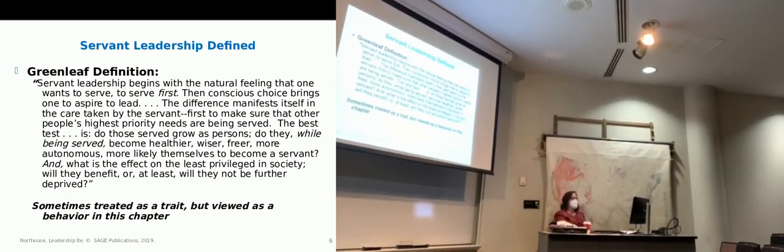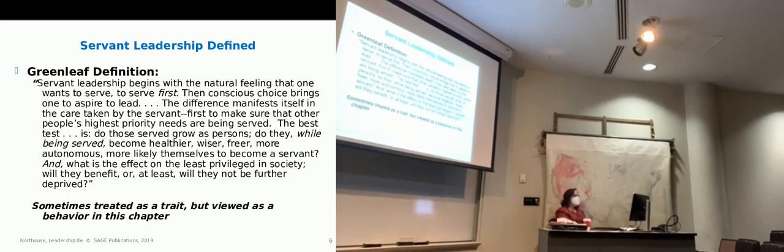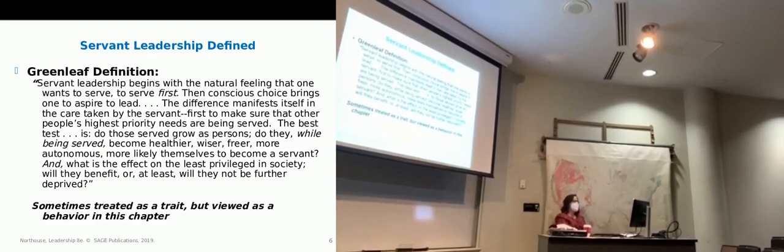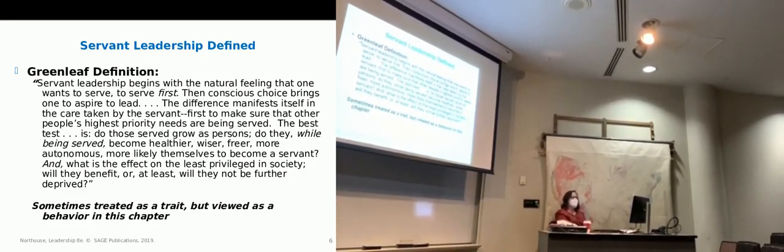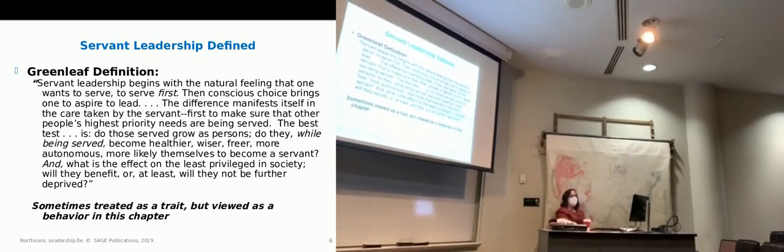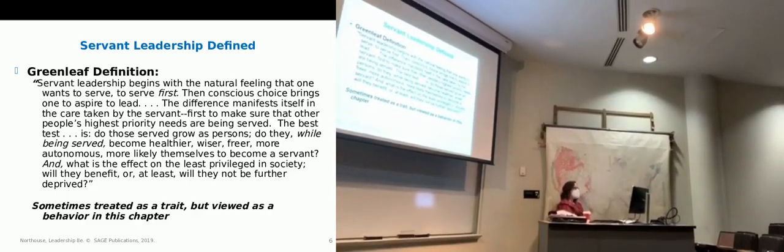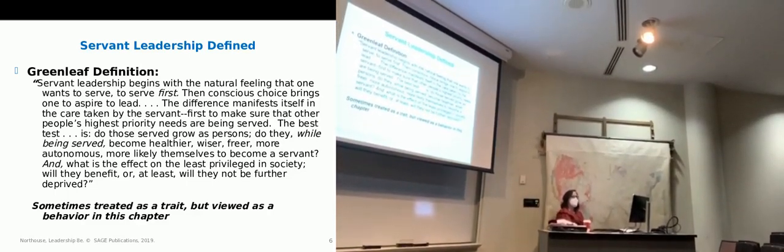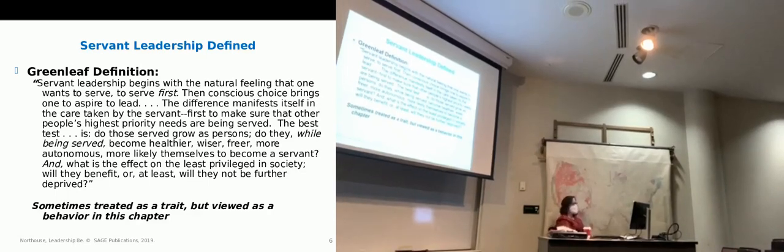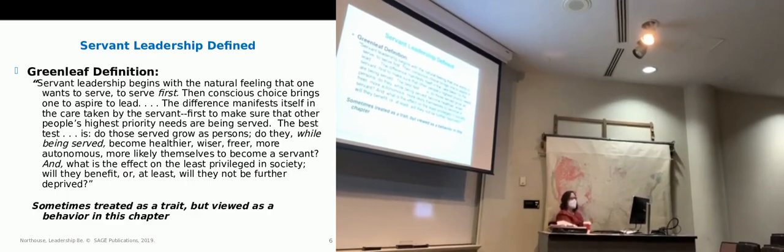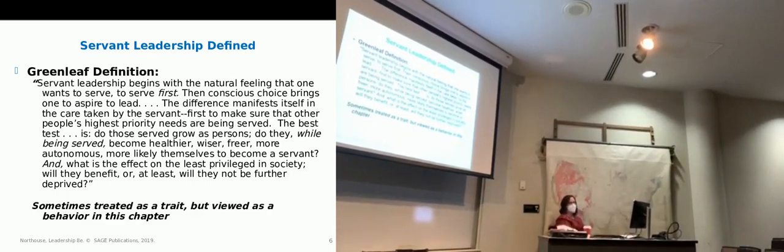Do they, while being served, become healthier, wiser, freer, more autonomous, more likely themselves to become a servant? And what is the effect on the least privileged in society? Will they benefit, or at least will they not be further deprived? Take a second to think about that definition. What are some pieces that stand out to you that you find interesting? Or what's different about it than some of the other definitions of leadership we've had this semester?